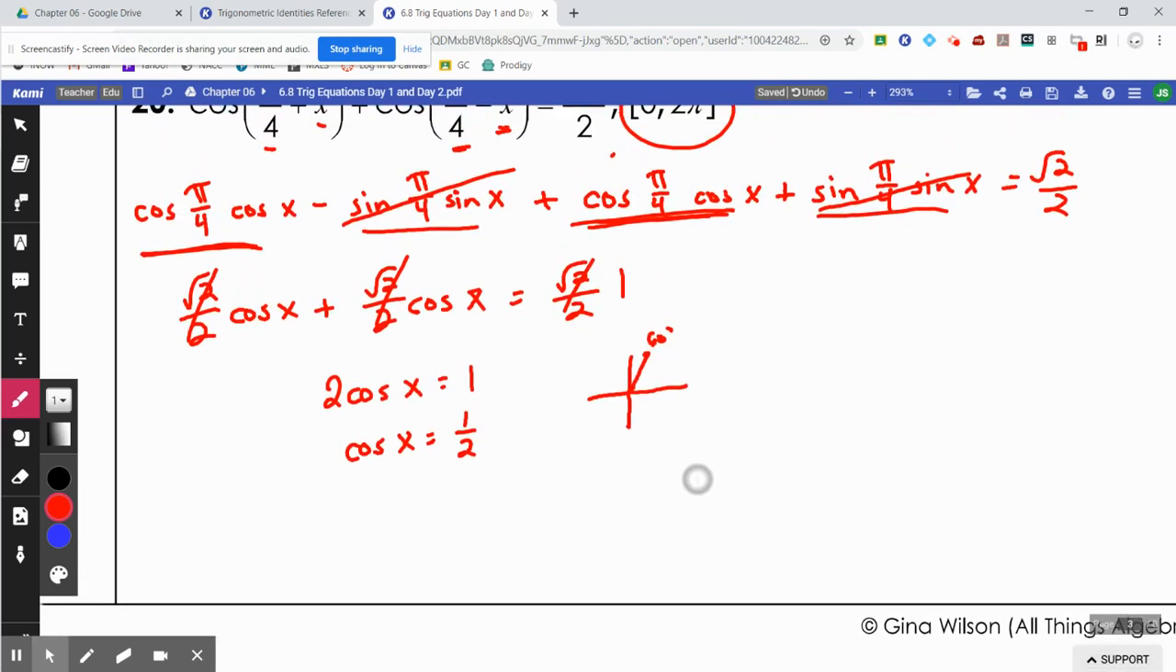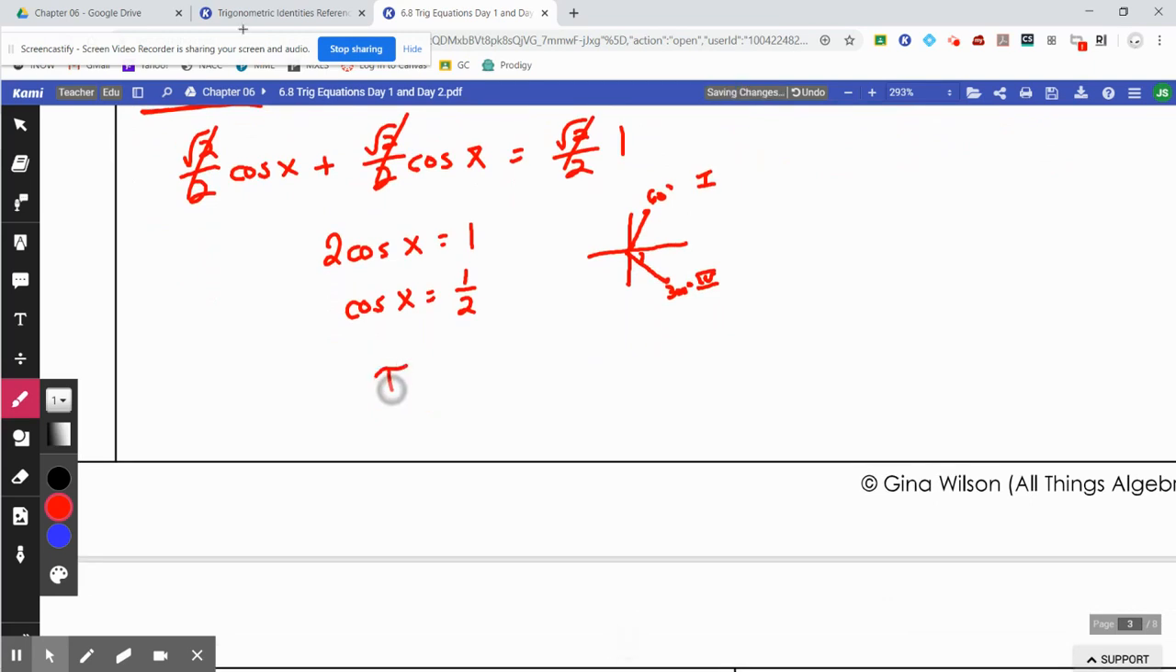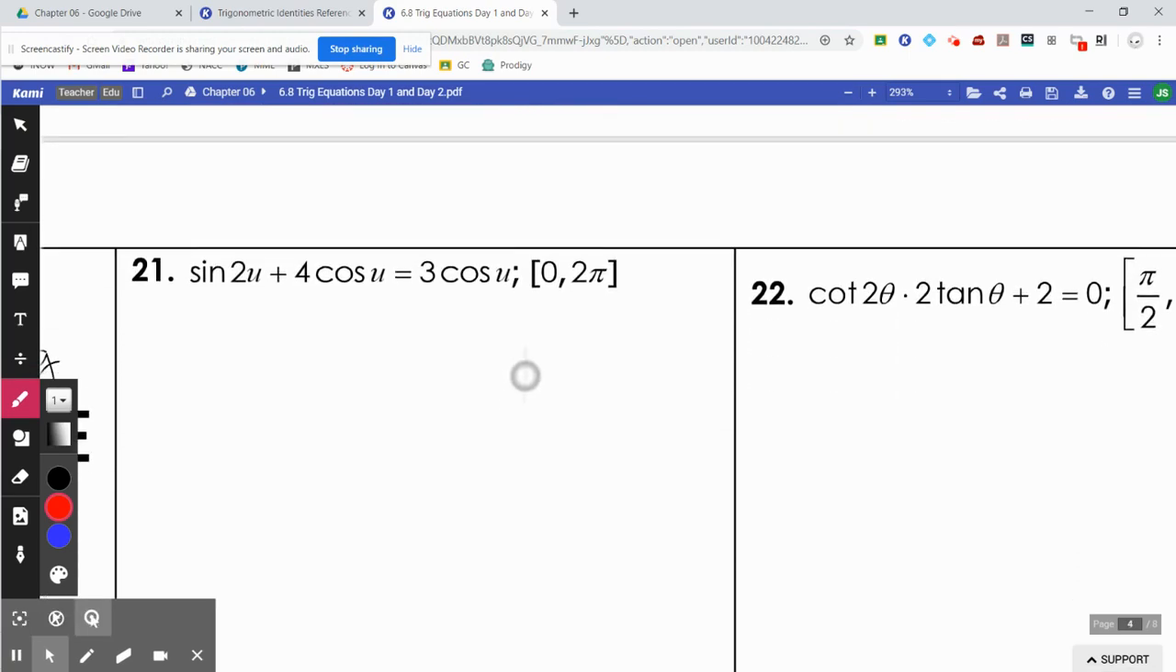And that is going to be one of the solutions because cosine is positive in the first quadrant and in the fourth quadrant. So you're going to have an answer in the first and the fourth. If this is 60, that's going to be a 300-degree angle. So your two answers are going to be pi over 3, which is 60, and some multiple of pi over 3. There is 5 60s in 300, so that would be 5 pi over 3. There's your two solutions. Okay, number 21.